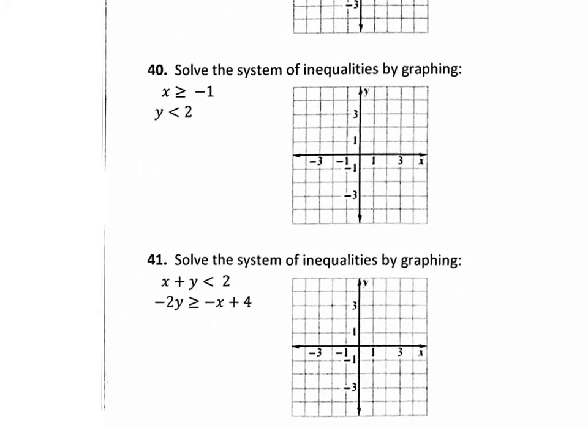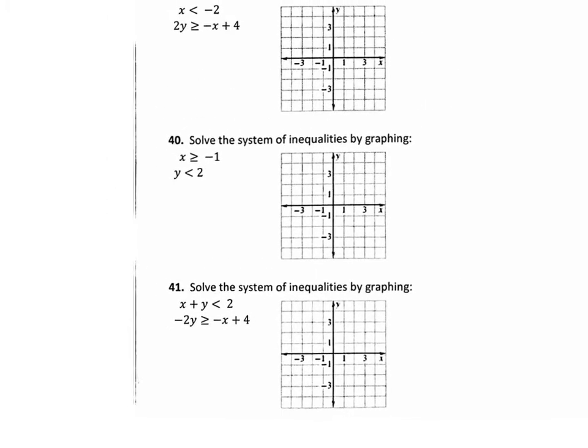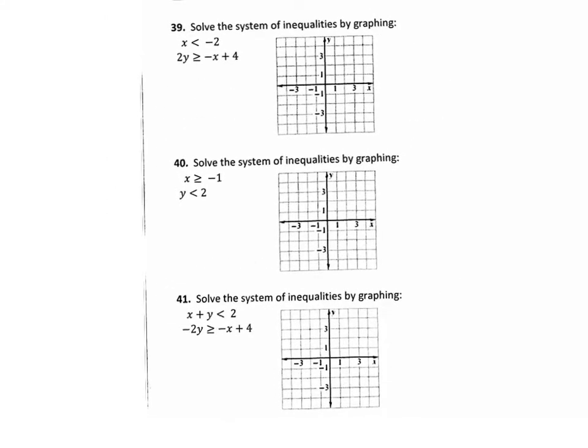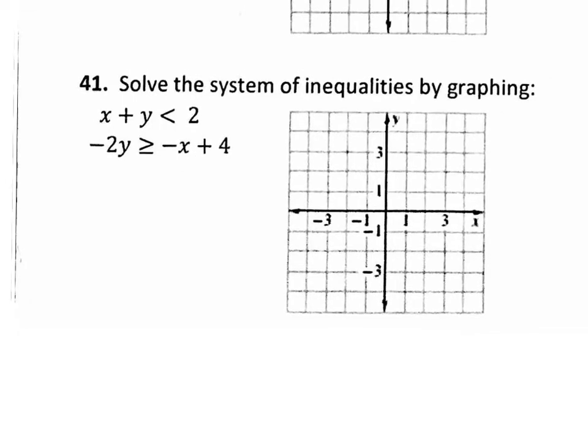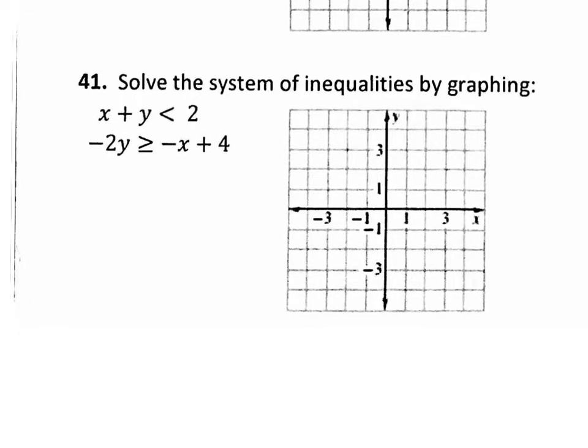Let's jump to solving systems of inequalities by graphing. So there's 3 of them. Which one do you guys want to see? 39, 40, or 41? Pick one. 41. All right. So 41. You want to make sure that you could graph them. If you have different colored pens, that'd be good.